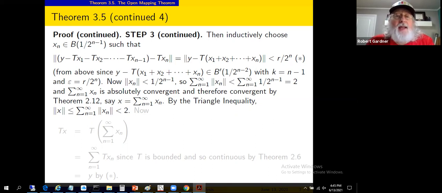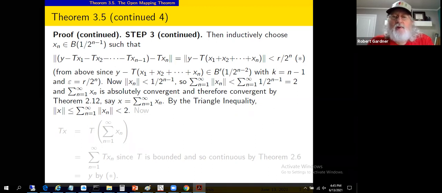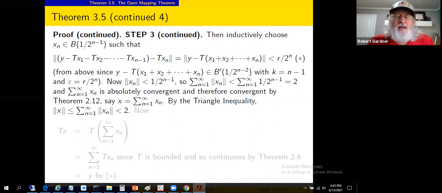Oh, and we can rewrite this. Let's use the linearity of T to rewrite this as y minus T of x1 plus x2 up through x sub n, because T is linear. Let's give that an asterisk because we're going to use that again. Hypotheses, we haven't used boundedness, and we haven't used the fact that we're in Banach spaces. We're about to use both of them.